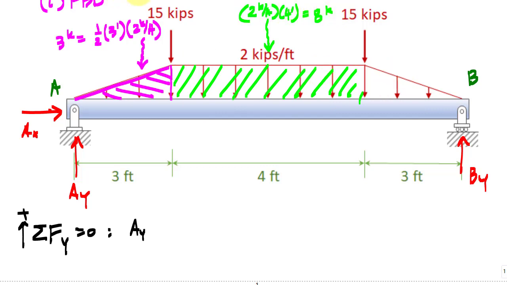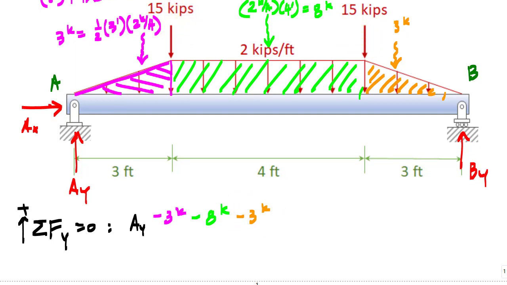And then I look over here, this last area is the same as the other, 1/2, and this is also going to be 3 kips. And so by equilibrium, I could do sum of the forces in the vertical. It'd be AY minus 3 kips minus 8 kips minus the 3 kips. I've got these additional concentrated forces, so minus 15 kips minus 15 kips plus BY equals 0. And this equation, sum of the forces in the vertical, will tell me that AY plus BY is 44 kips.